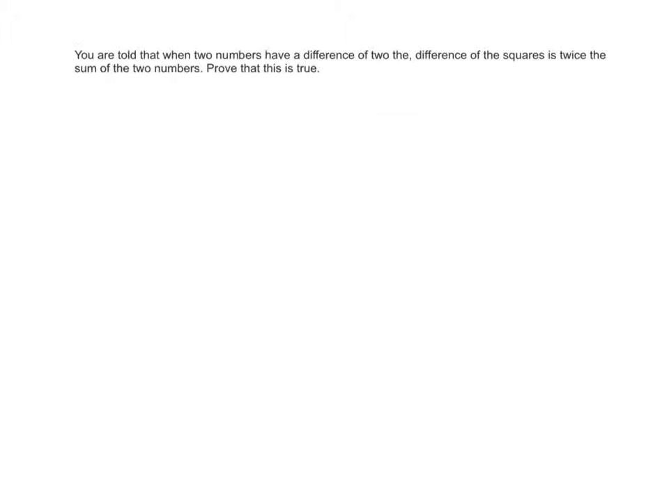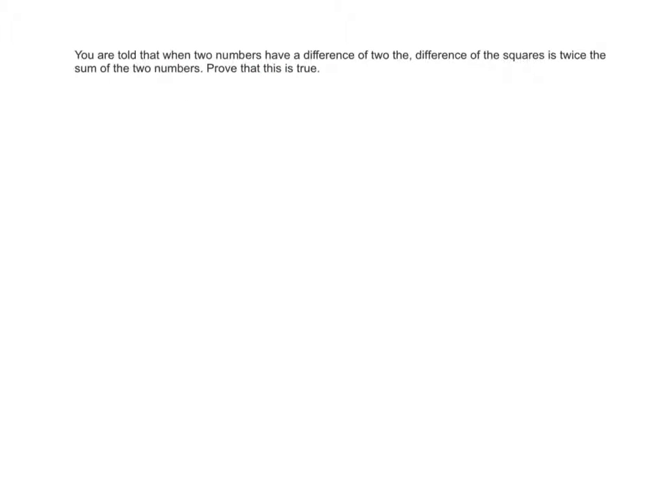Okay, so here's our different situation that we need to look at. So let's quickly read it. Just to apologize straight away, this comma is in the wrong place. The comma should actually be here, but never mind. You are told that when two numbers have a difference of 2, the difference of the squares of these two numbers would be twice the sum of the two numbers, and we want to prove that this is true.